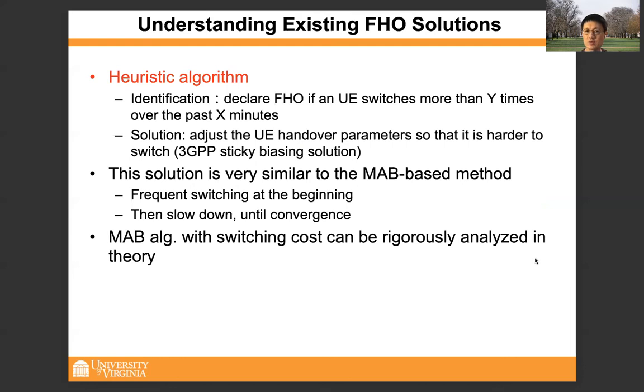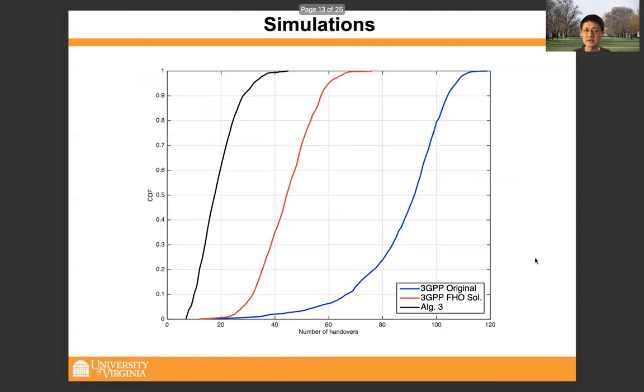Once this happens, you adjust the UE handover parameter to make it even more difficult to switch. This solution is very similar to the MAB-based method, where you will see some frequent switching at the very beginning, because you haven't accumulated enough evidence to declare FHO. Once you pass this phase, you will slow down, and then it will converge. We can again show that this is equivalent to using the switching cost and doing this blocking design. With that, you can also analyze the performance rigorously using the MAB theory.